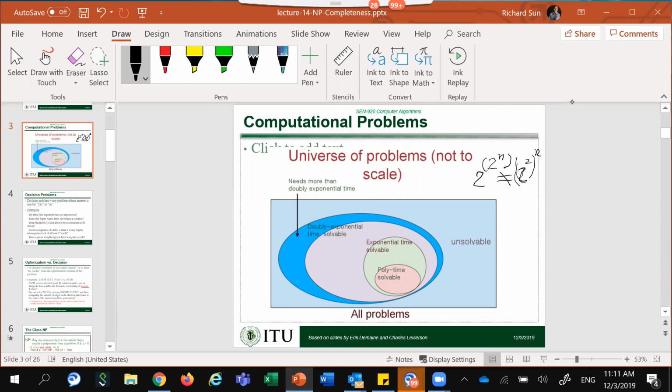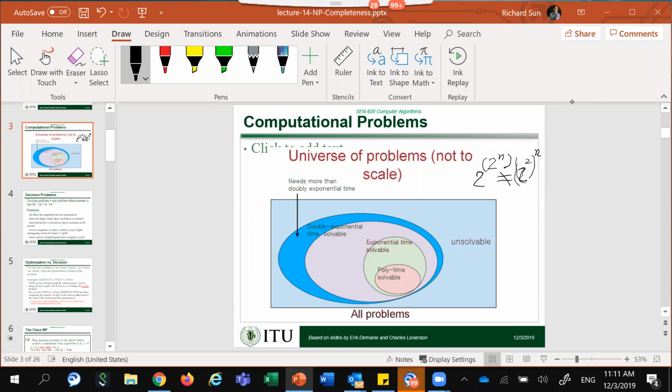And then the next oval, in blue, holds those problems that need even more than doubly exponential time. Even beyond those, we actually have some problems that are unsolvable using a computer.